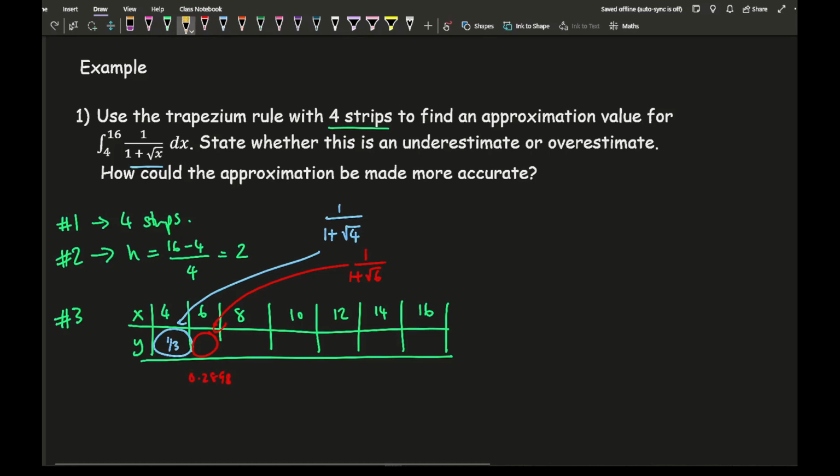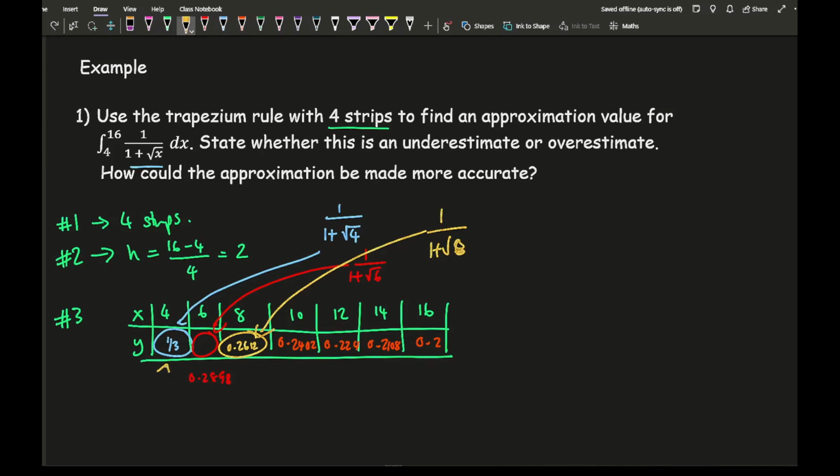I then repeat the process. So for this one here, I'm going to do 1 over 1 plus root 8, and that should give me an answer of 0.2612. Then I repeat the process. So when I use 10, I should have 0.2402, then 0.224, 0.2108, and finally 0.2.